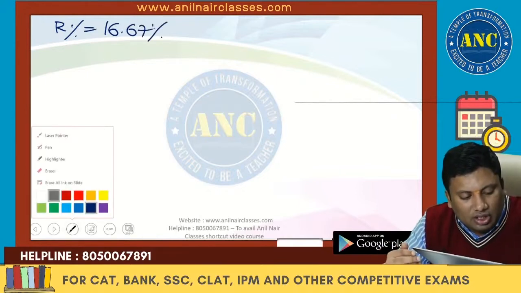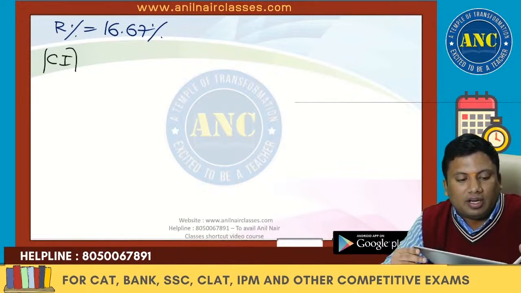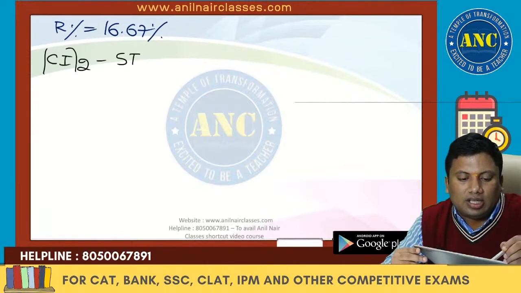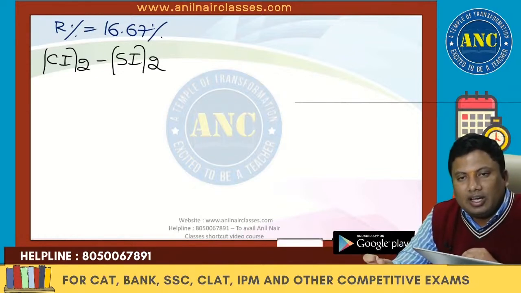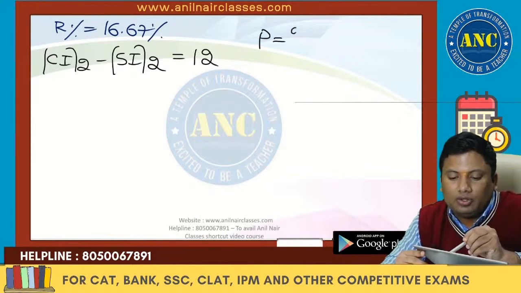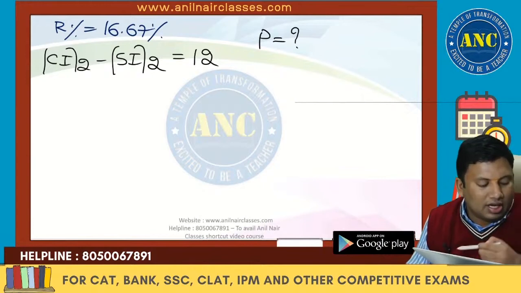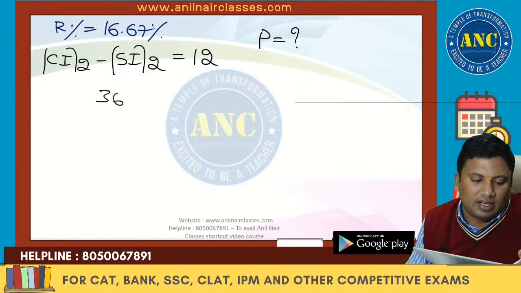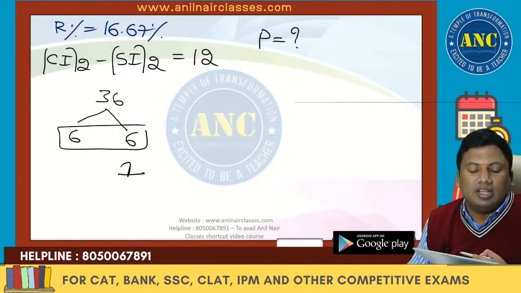16.67 percentage. CI for 2 minus SI for 2 is 12. Find the principal. Kindly do not use pencil. Do it orally. You are all Anil Nair students. Right? 16.67 is 1 by 6. 36, 61. This is SI for 2 years, which is 12.